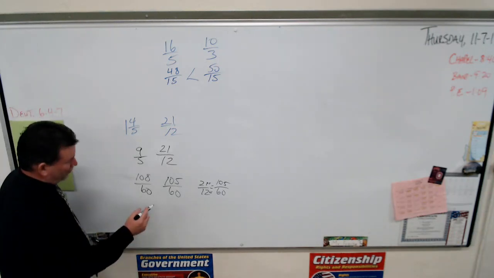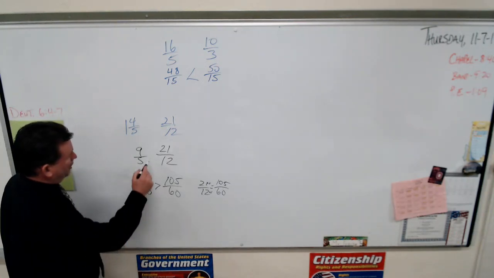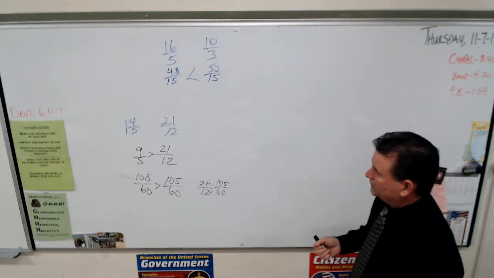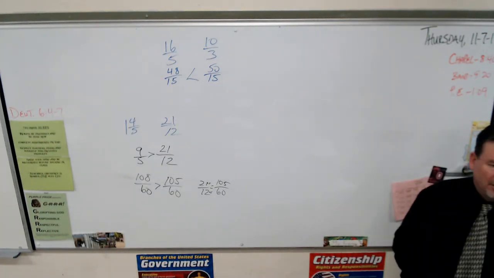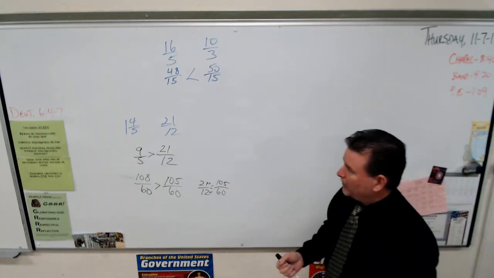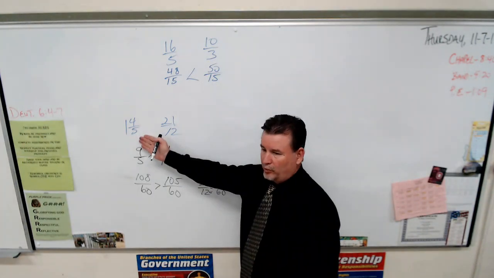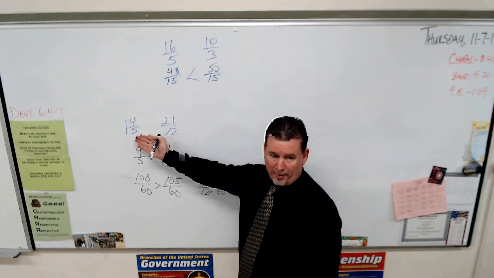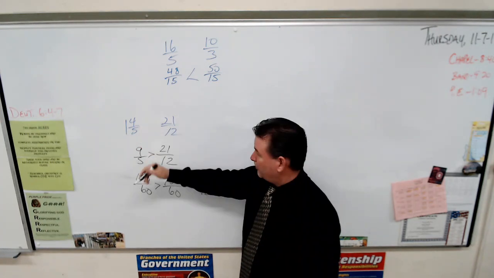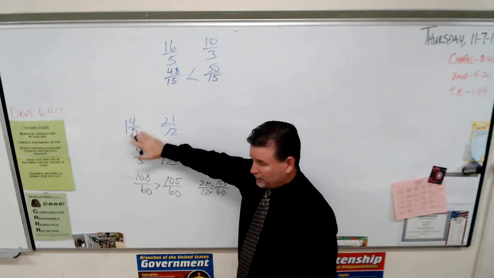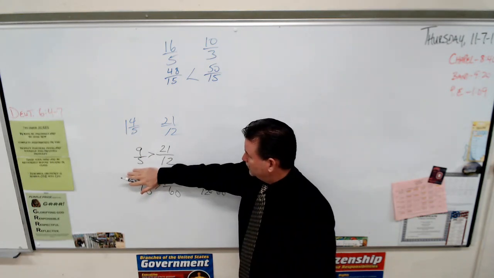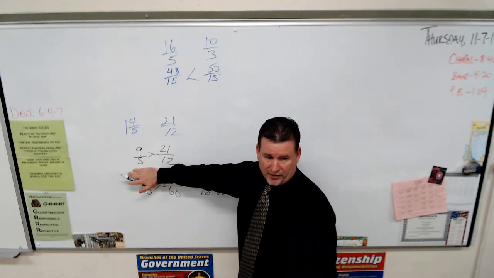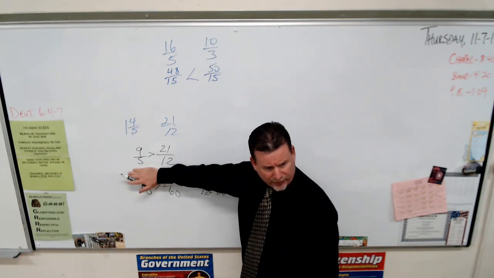All right. 108 over 60. So 9/5 is greater than 21/12. Let's start back up and do that again. This is what I started with. I'm not even going to try to compare a mixed number and an improper fraction. I'm going to make them both improper. I went from here to here. Raise your hand if you don't understand that 1 4/5 is 9/5.